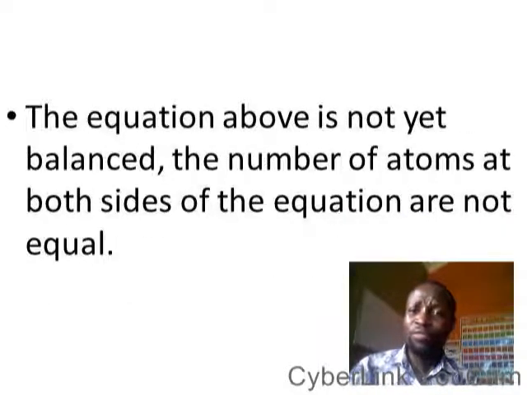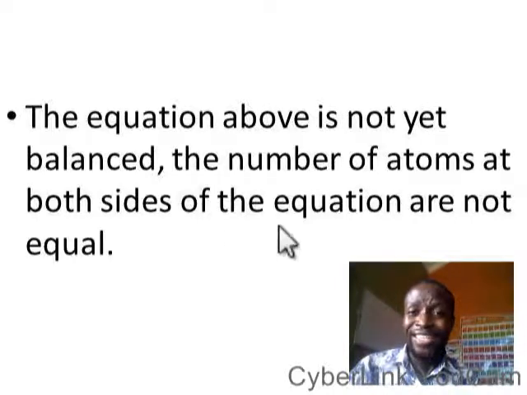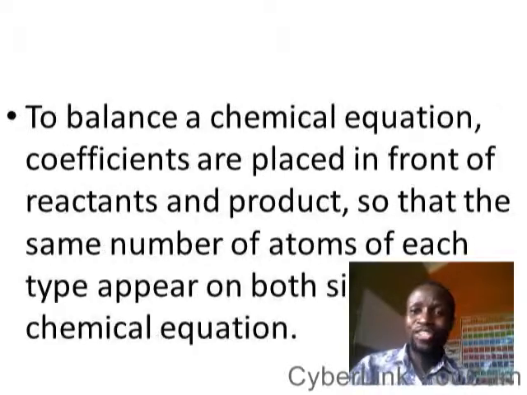Let's continue from there. The equation above is not yet balanced. Why? You can see, if you flip back, that we had 2 oxygen at the reactant, we had 1 at the product side. The number of atoms at both sides of the equation are not equal. That's why they are not balanced. And let us move on.